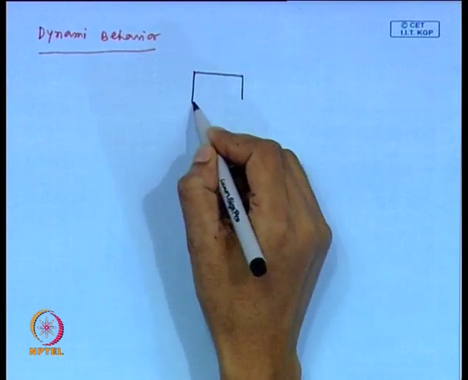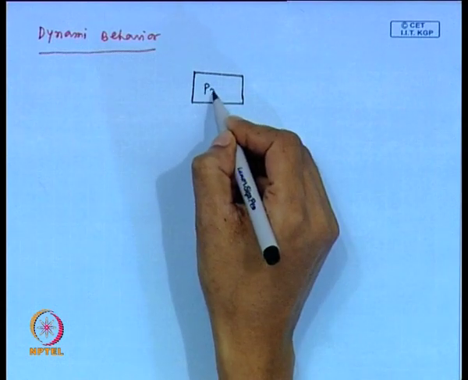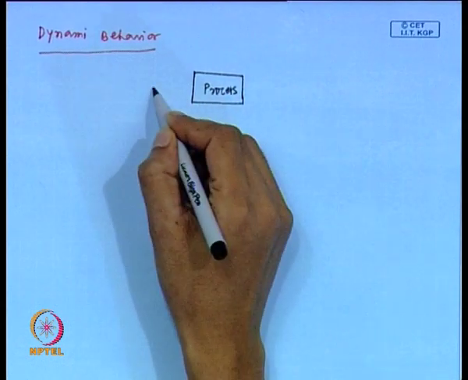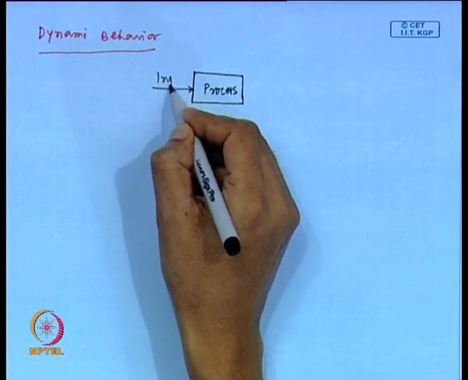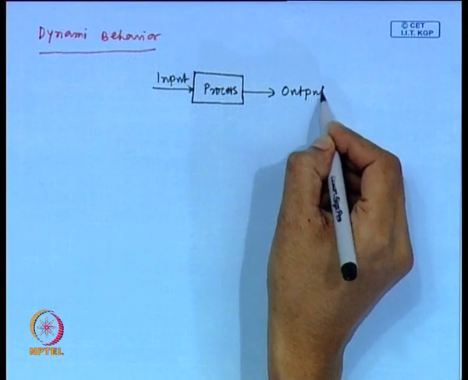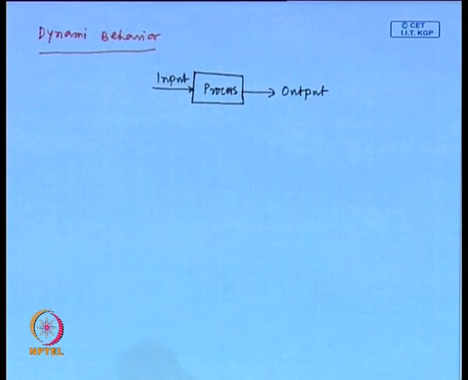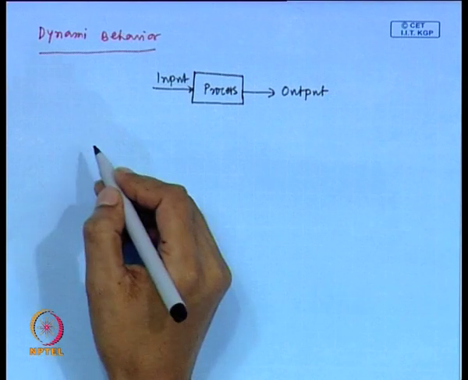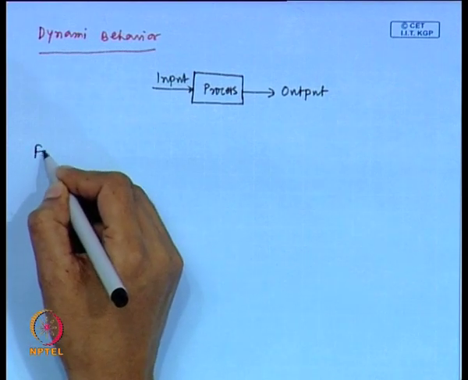We have a chemical process. This is input, this is output. If we give a change in input variable, we will get some change in output variable, and that is the dynamic behavior, and that we will observe in terms of the change in the output variable. Fine. So, we will consider the different forcing functions.